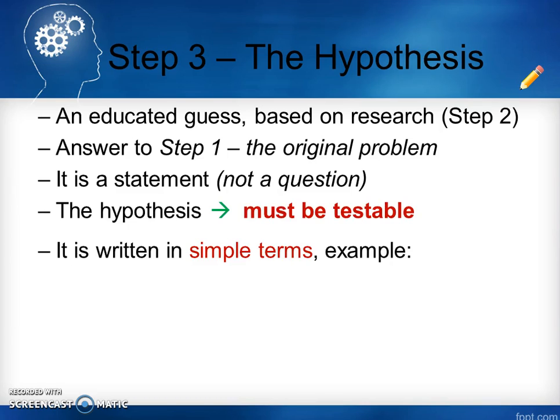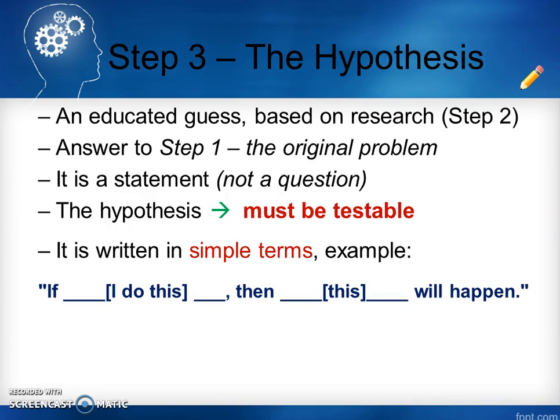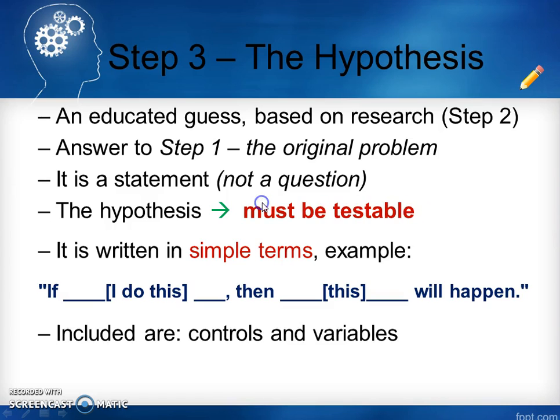You can test it. You write it in simple terms. If I do this, then this will happen. Because you spent the time researching and because it's testable. That's a big thing here. It must be testable. Now, to make something testable, you have to have both a control and a variable. So the word control simply means something you watch. Maybe you have your thumb under. You keep it in check, right?